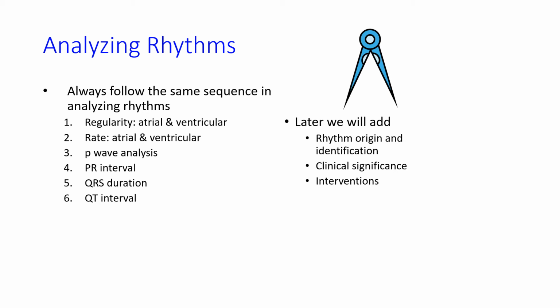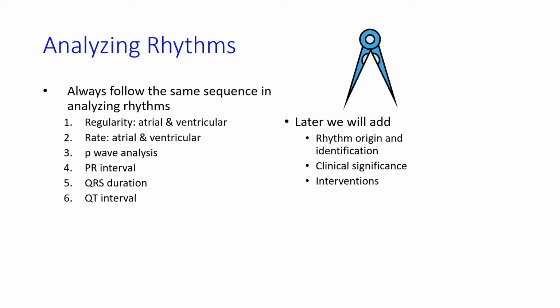Same as the rate. You will determine your atrial and ventricular rates. And again, primarily what we're going to focus on is the ventricular rates. As we go into your atrial rhythms, we'll be teaching you how to do your atrial rates as well, because some of them will be faster than your ventricular.